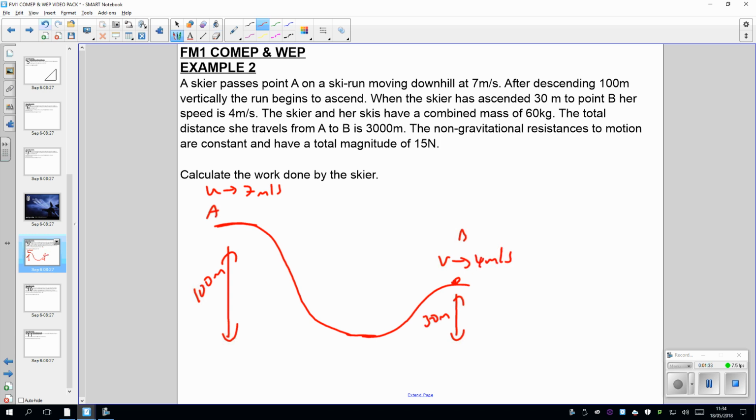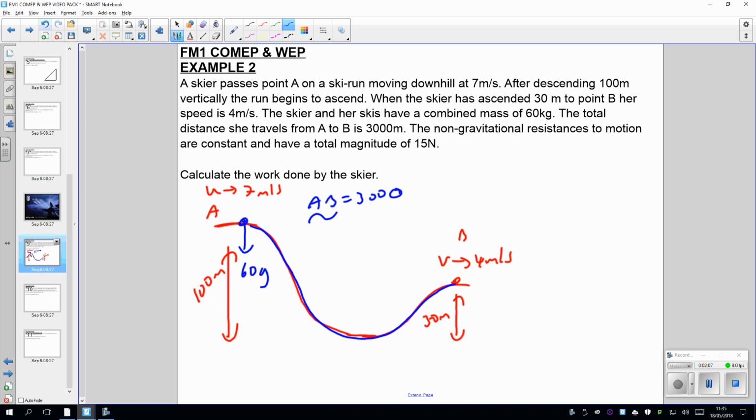Now it says the skier and her skis have a combined mass of 60 kg, so 60g, that's cool. The total distance she travels from A to B is 3,000 meters. Now let's be very clear what that means. That means she runs along the surface of the snow for 3,000 meters. It does not mean the straight line A to B is 3,000. It means the slope A to B is 3,000.